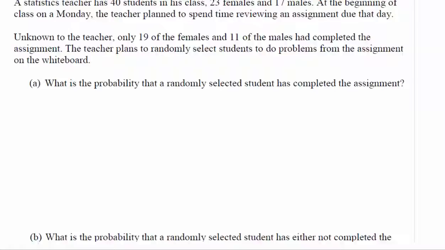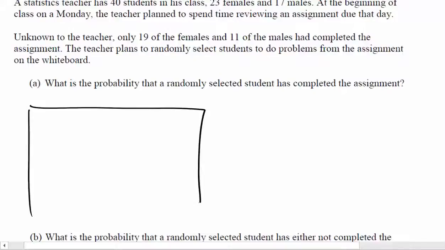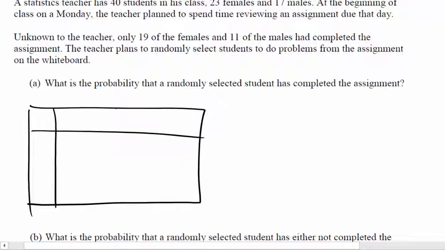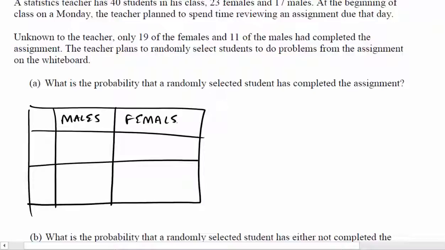Okay, since we have so much information at the very top, it'd probably be best to organize that information into maybe a table diagram. So I know our categories are that we have males and females, and then we have students that did complete the assignment. So I'm going to put C for complete, C equals complete, and NC for did not complete.